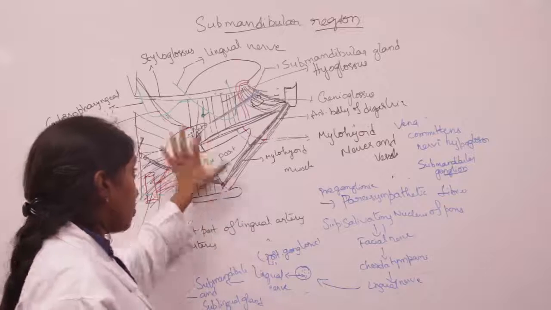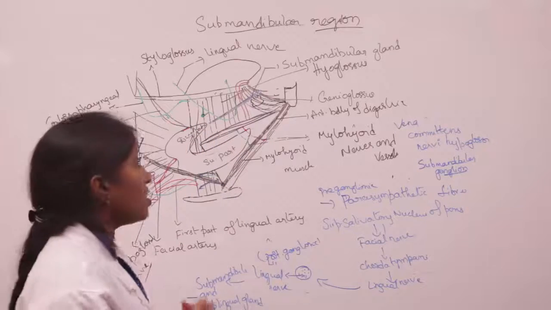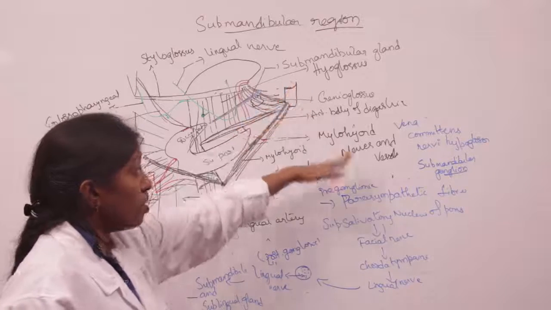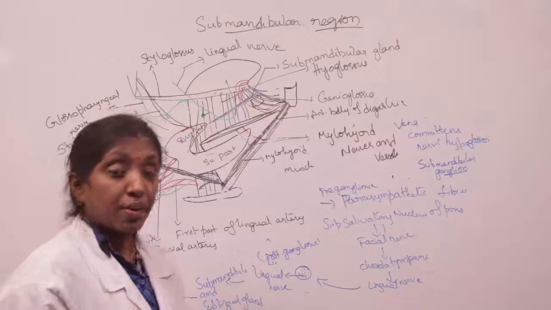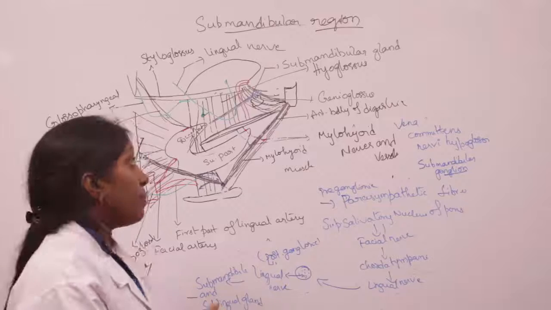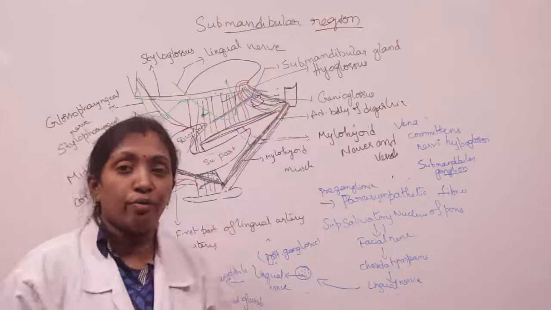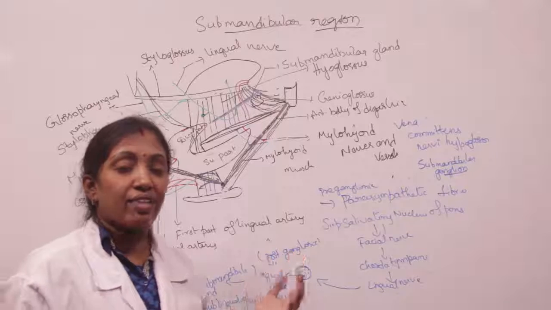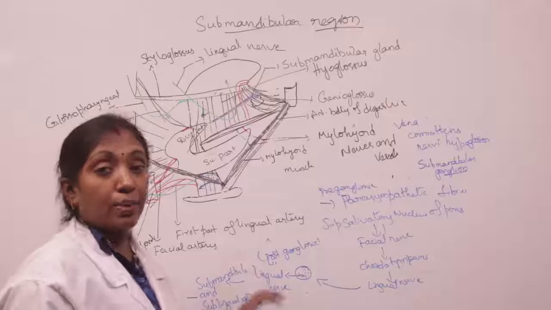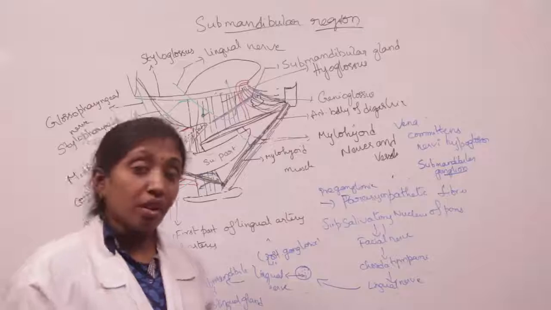So that's about the submandibular and sublingual glands. These are the important structures in the submandibular region. The submandibular gland and submandibular ganglion are very important. And the suprahyoid muscles we have discussed in the anterior triangle of the neck, and the extrinsic muscles of the tongue we have discussed in the tongue. So that's about the submandibular region.